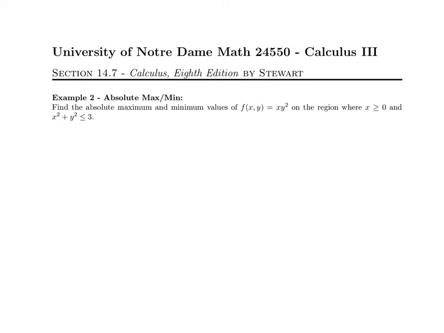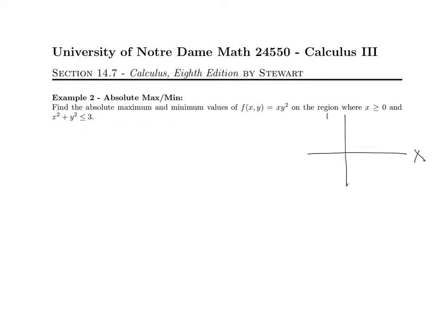So in this problem, we're going to be asked to find the absolute maximum and minimum values of this function f of x, y on this region where x is greater than 0 and x squared plus y squared is less than or equal to 3. So let's first draw a picture of the region that we're interested in.